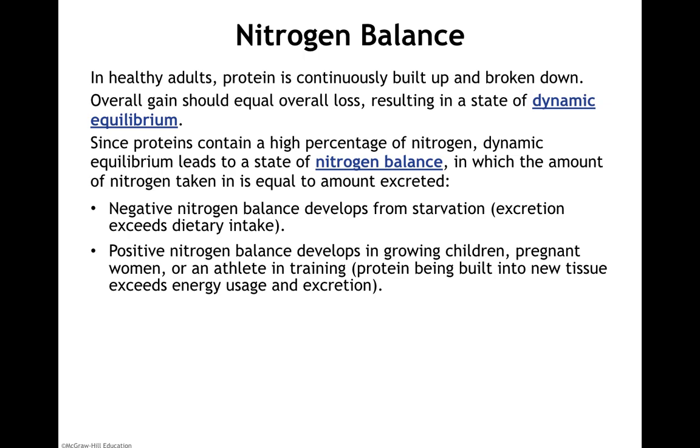In a healthy adult, protein is built up and broken down, and proteins contain nitrogen. So overall gain should equal the loss, and that gives you a state of dynamic equilibrium. Proteins have a high percentage of nitrogen, and that equilibrium leads to the nitrogen balance, which is a measure of protein turnover in an organism. A negative nitrogen balance would develop during starvation, whereas a positive nitrogen balance would be present in a growing individual, whether that be children, women who are carrying a baby, or even athletes in training.